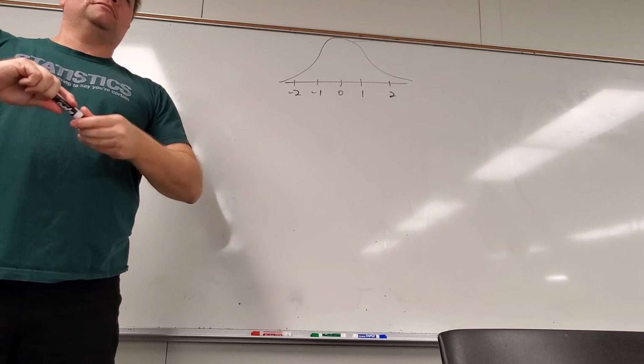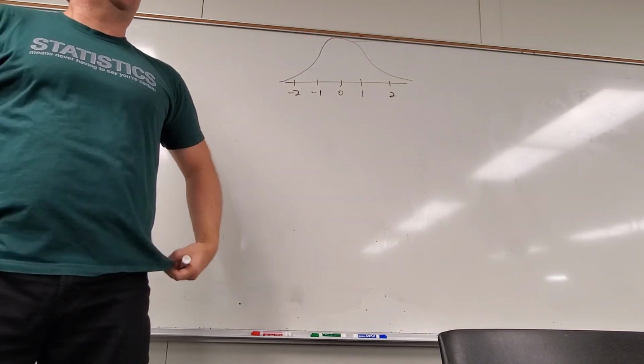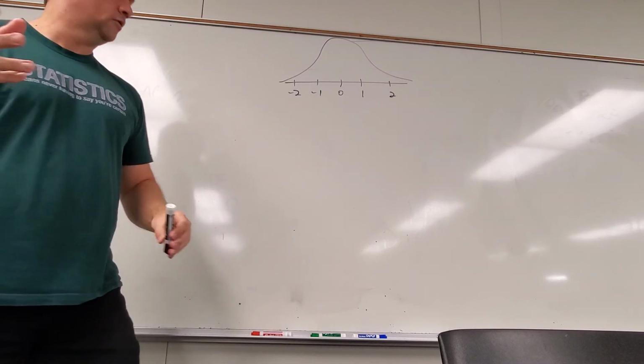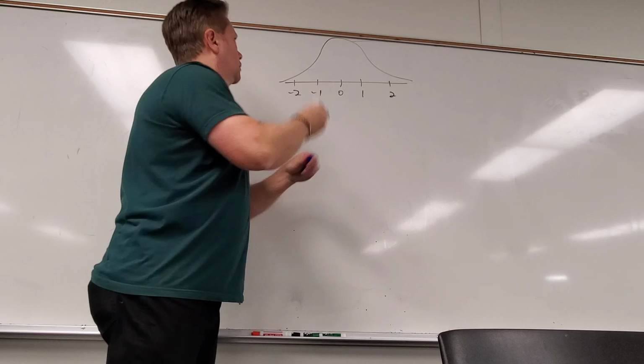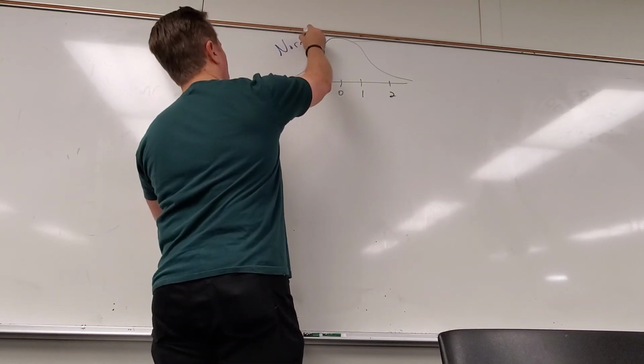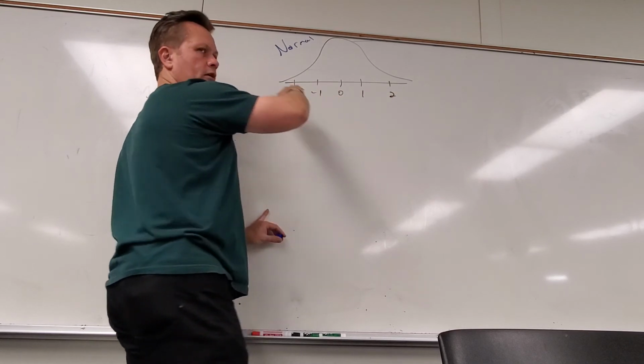So what have I drawn up here? What kind of distribution does it look like I'm intending this to be? Normal. Bell curve, normal curve. Can somebody figure out what these numbers might be?